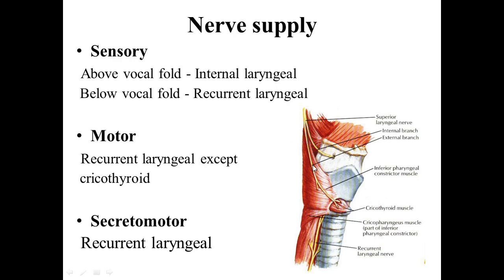The external laryngeal nerve supplies the cricothyroid muscle, while the internal laryngeal nerve pierces the thyrohyoid membrane and it supplies the mucous membrane. Then the third supply is the secretomotor supply, that means the glands of the larynx are supplied by the recurrent laryngeal nerve.